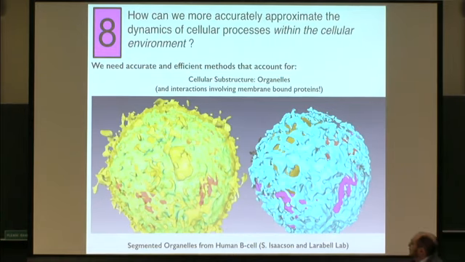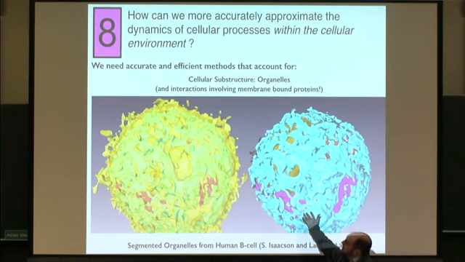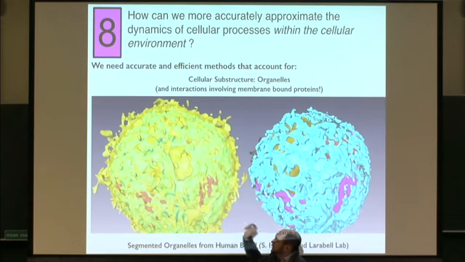So for example, one thing is, how does the cellular substructure within a cell influence cellular processes? Here you see a reconstruction from X-ray CT imaging of a human B cell. In yellow, you can see the cell membrane. And in here, you can see all the organelles that we were able to segment inside the cell.